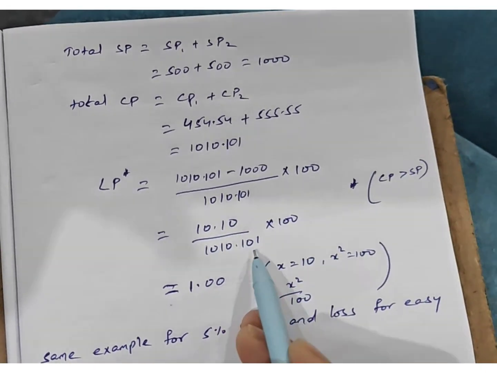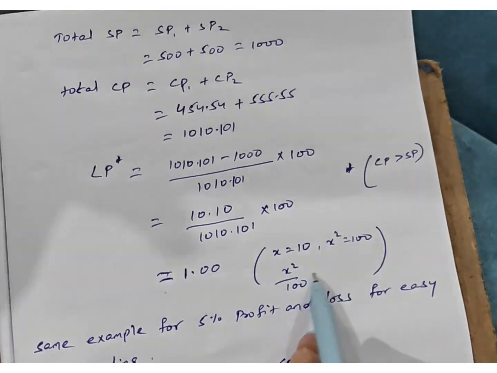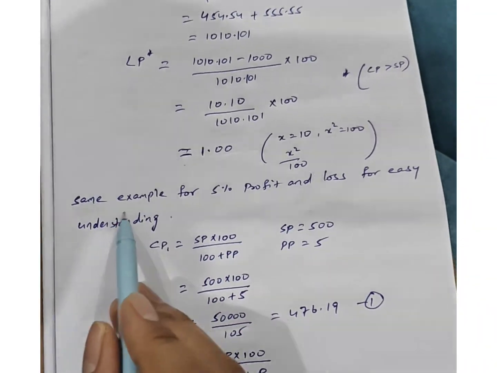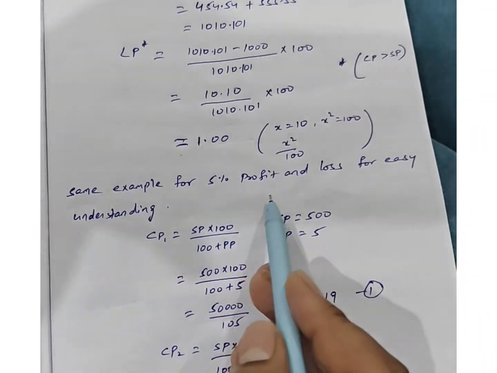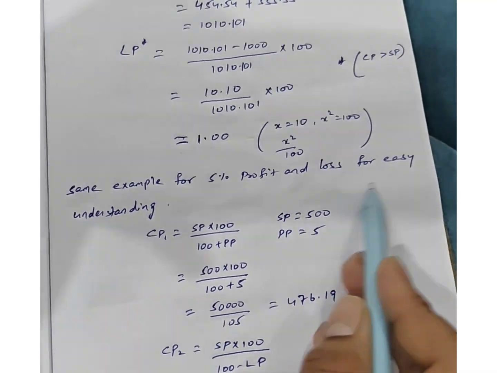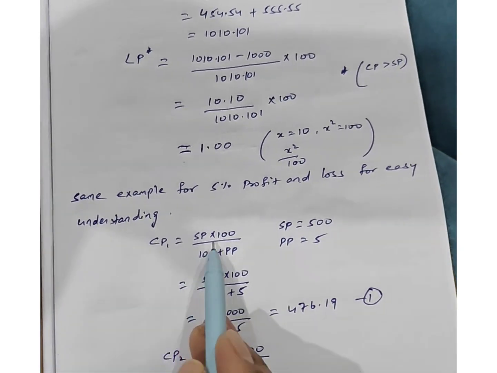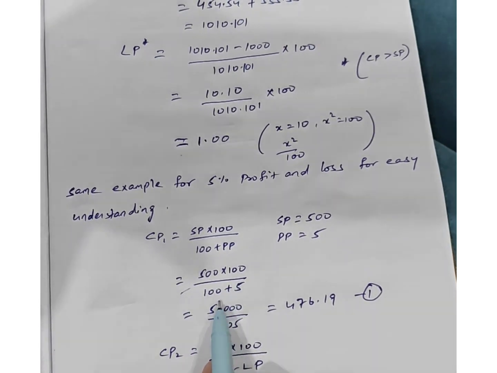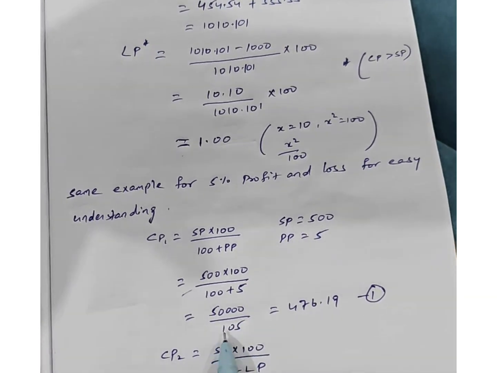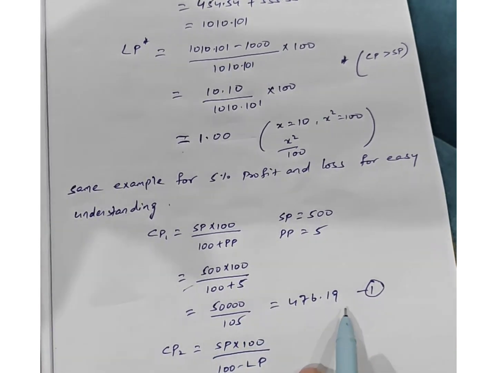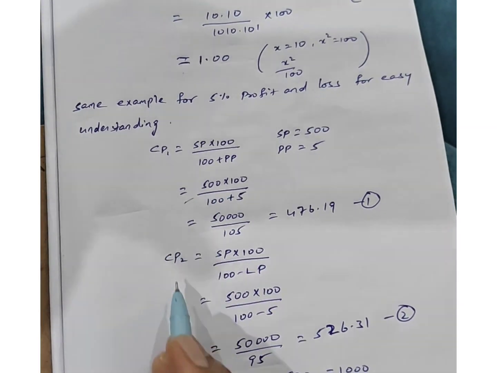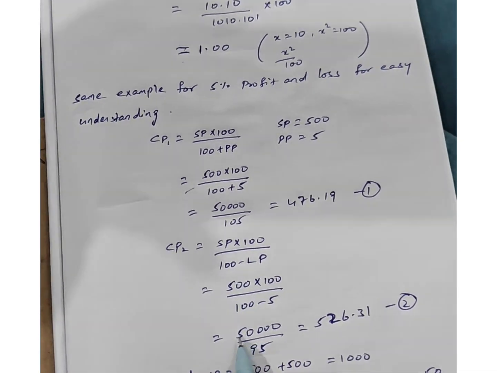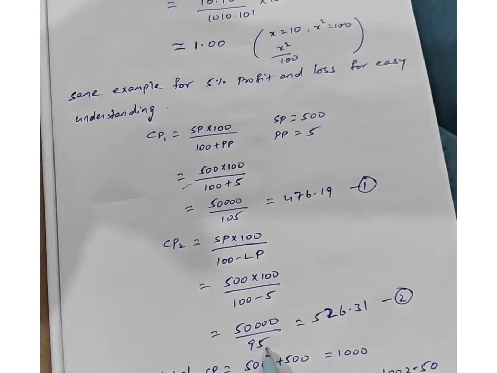Here it is difficult to relate the formula. We will understand this easily with one more example, assuming the overall conditions of the above problem are the same, just changing the percentage of profit or loss to 5%. Now the cost price 1 calculation is as such, and we get CP1 as 476.19 rupees, and CP2 is 526.31 rupees.